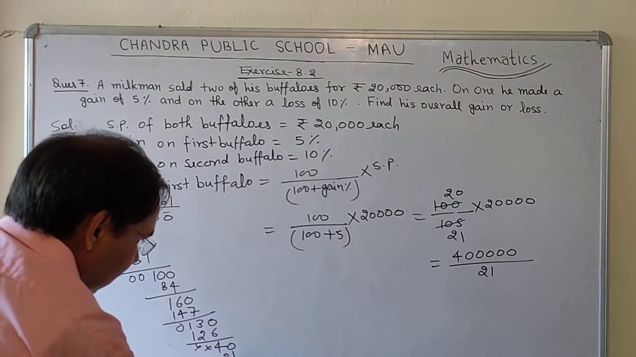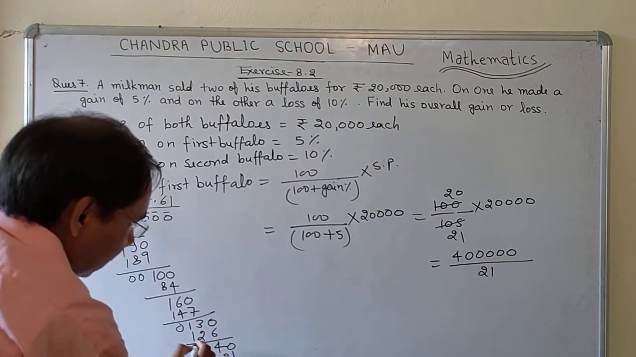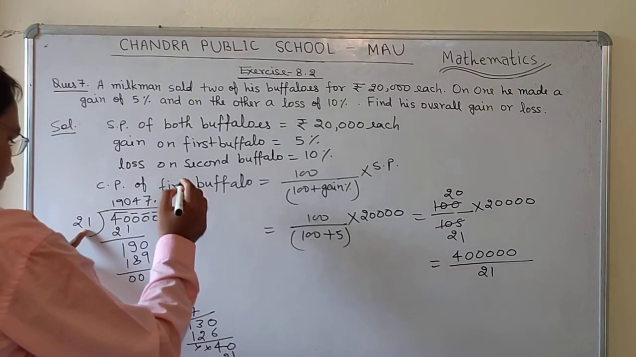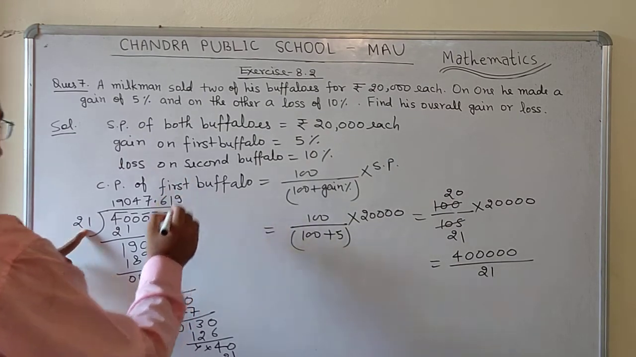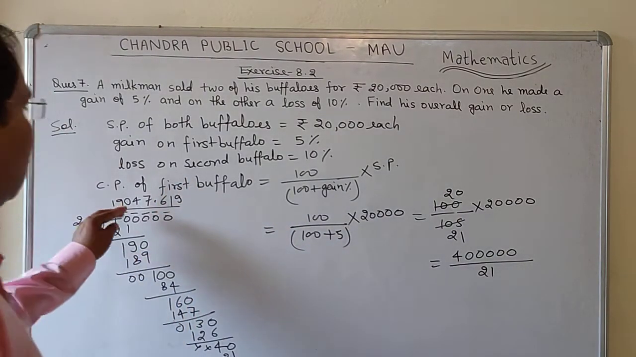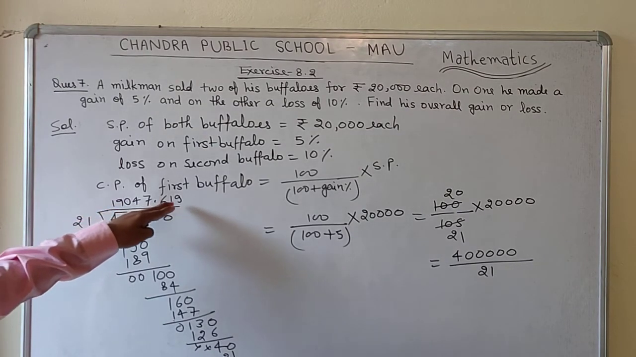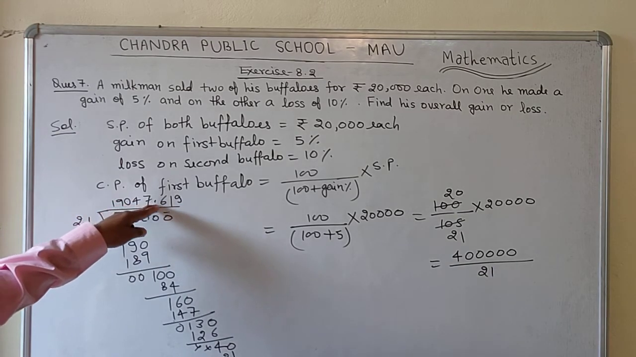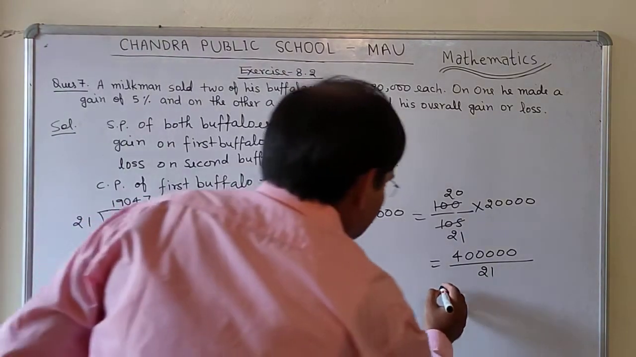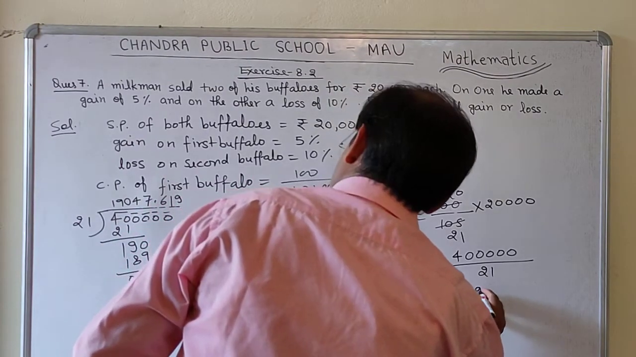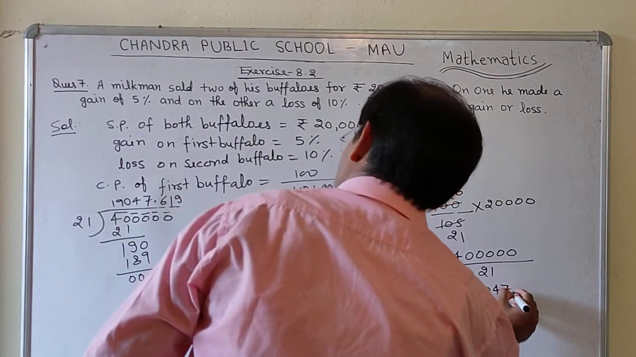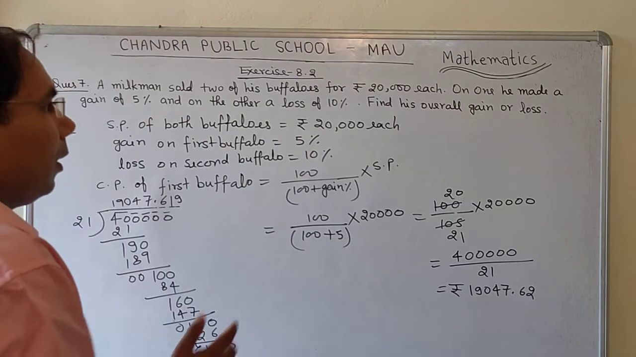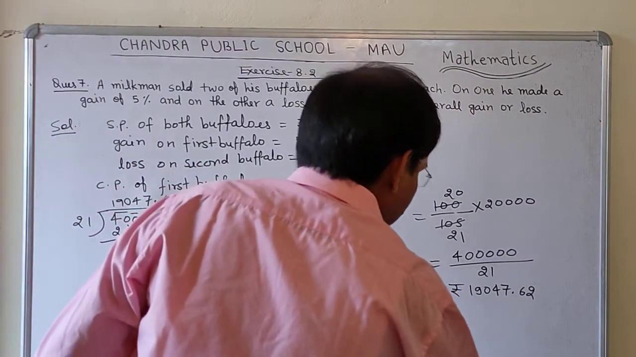It will be this. And here it is 9. And it is 1, 190. So how many times? Again it is 9 times. So it will be 19,047.619. If you are going to round this up, it will be 19,047.62. So it can be written as rupees 19,047.62. So that is the cost price for the first buffalo.